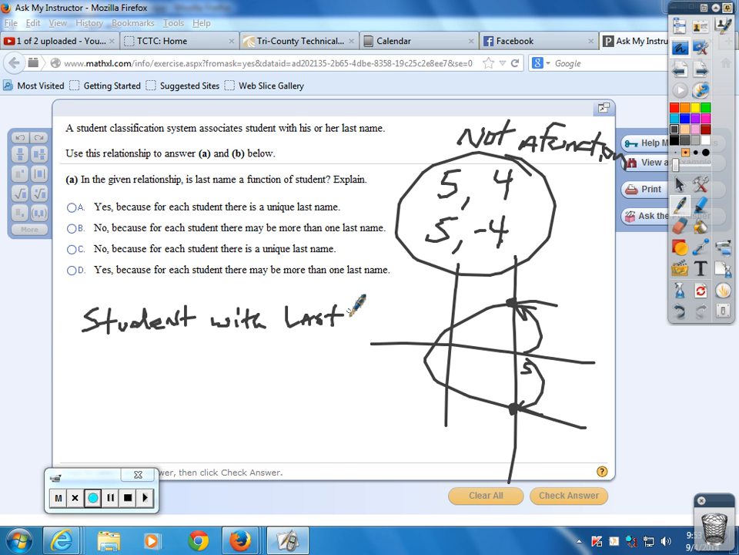Yes, because for each student there is a unique last name. I mean, you can't say that, because Smith is not a unique last name. No, because for each student there may be more than one last name. No, because for each student there is a unique last name. Can you take these 2 out? Yes, because unless you're from Mogadishu, you're not going to have a unique last name in the United States. Even McClure is not unique.